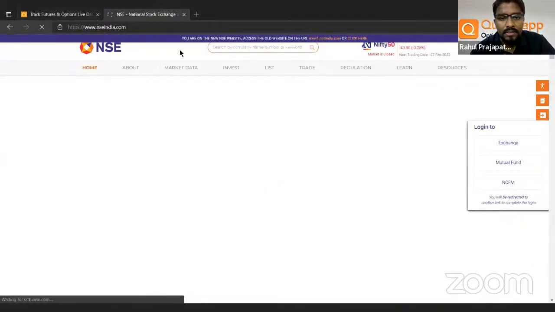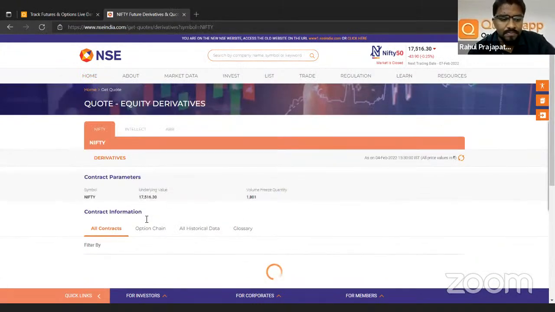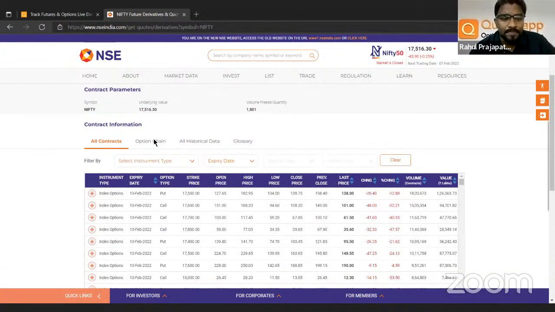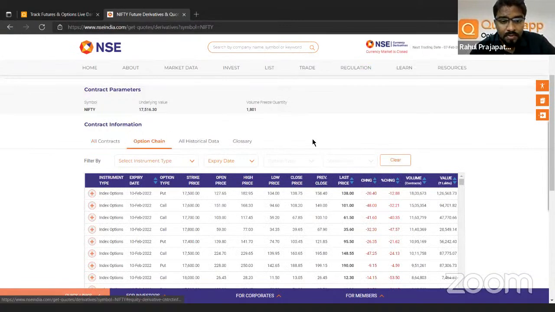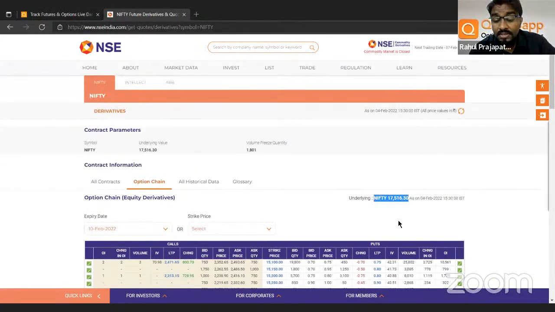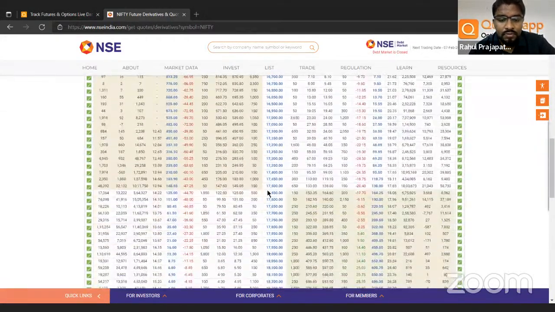Let's say Nifty. We'll click on this, and now we'll click on the option chain. So here it is. Now, what is the current price of Nifty? The last day closing price is 17,516. That's the underlying price. So 17,516 is somewhere between here, this is this one, right? So this is your at the money option.